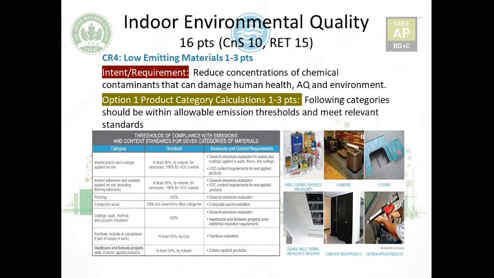So we have a threshold and we have emissions and content requirements. These requirements are based on certain standards. So I guess that you can go through it and you have to remember the contents, threshold and their requirements. But in general, you have to remember these 6 categories, that these are the categories to which the options apply.